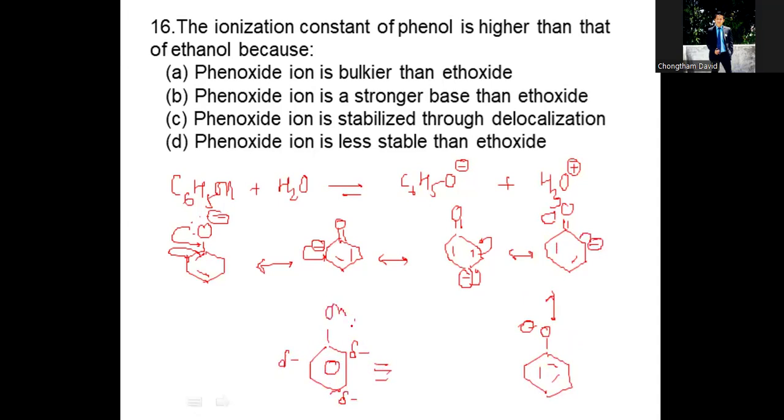Since the negative charge is delocalized in the benzene ring, it is a stabilizing factor in the phenoxide ion. Because of this reason, the ionization constant of phenol is higher, whereas no resonance is possible in alkoxide, that is RO minus, which is derived from alcohol, not phenol. So the negative charge is localized on the oxygen atom in case of alcohols. So the answer for this question will be C. Simple reasoning can be based on resonance. Clear?